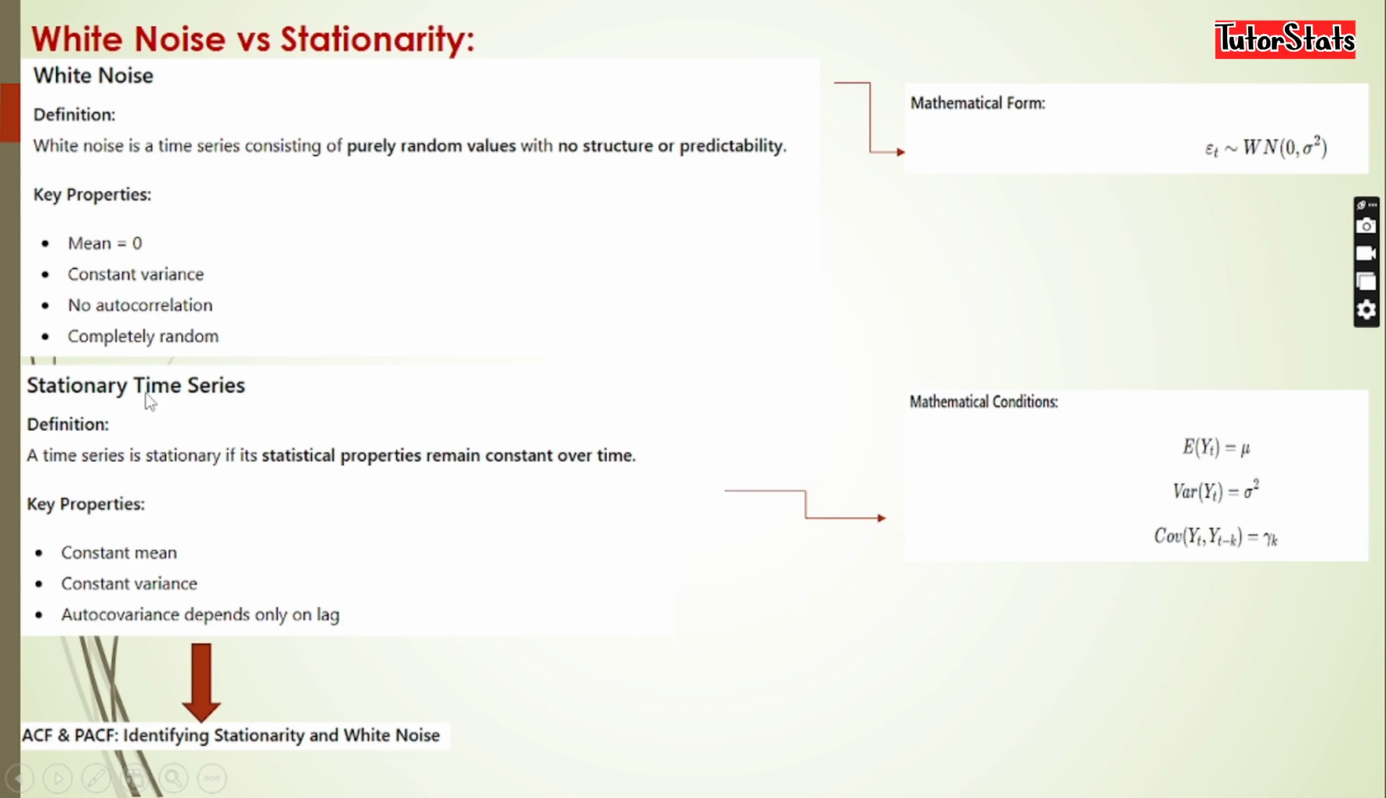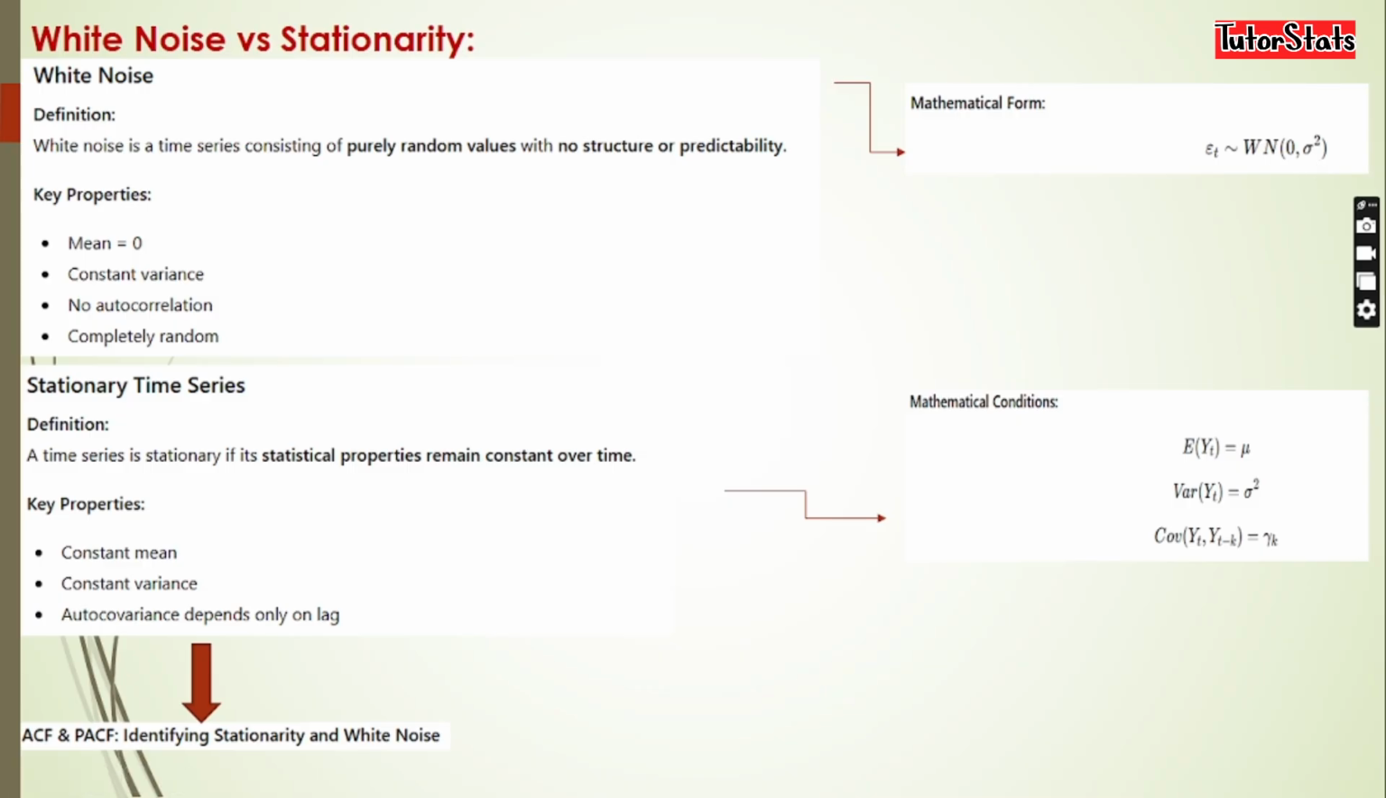Key properties of white noise. Mean is 0, which means values fluctuate around 0. Variance is constant, which means the spread does not change. And no autocorrelation: past values give no information about future values. It is completely random. Think of static noise on a radio or tossing a coin again and again. There is no pattern you can learn from. Mathematically, white noise is written as epsilon_t follows white noise with mean 0 and variance sigma squared. Here variance is constant and values are random.